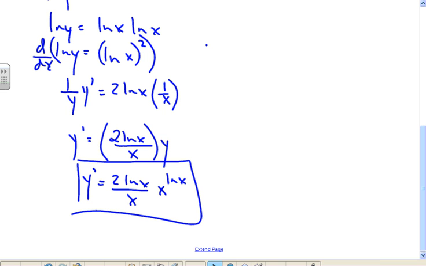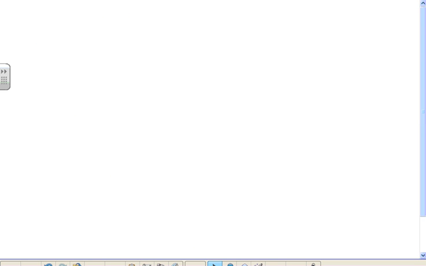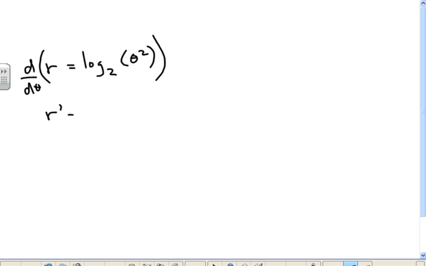All right, cool. Let's try another one, shall we? We'll have r equals log base 2 of theta squared. We'll do one with a log of a base other than e. And we'll take this with respect to theta. So we get r prime.